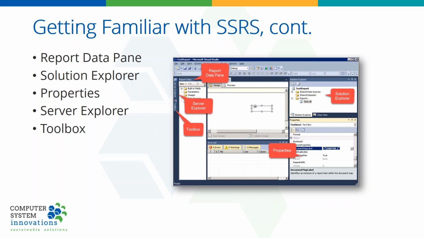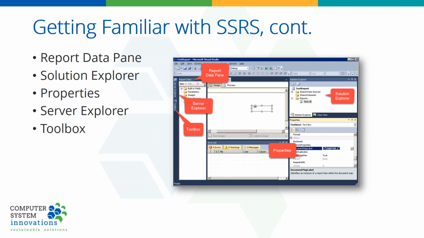Okay, so the screenshot here is a little snippet of the inside of Visual Studio. I wanted to talk a little bit about the different panes that you see in here and what you'll find in each. We're going to start over here with the Solution Explorer. The Solution Explorer is where you find all of your projects within your solution and all of the reports that are contained within those projects. On this side of the screen, you have your report data pane.